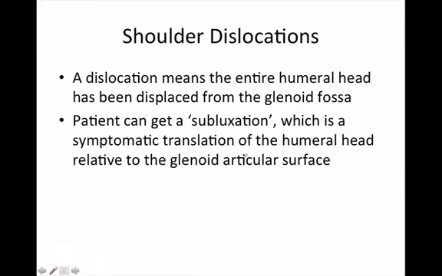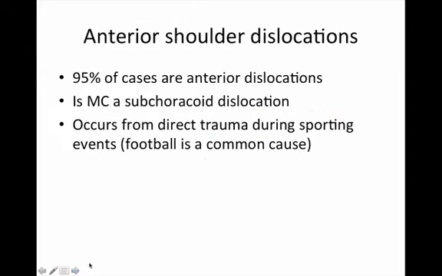Shoulder dislocations. Okay, so a dislocation occurs when the humeral head is displaced from the glenoid fossa. Okay. Now, subluxation is not the same thing. It's just a translation of that humeral head within that glenoid fossa, not an actual removal of it completely. So we have anterior dislocations and posterior dislocations. Now, anterior dislocations occur 95% of the time, the most common type. Okay, and we call that a subcoracoid dislocation.